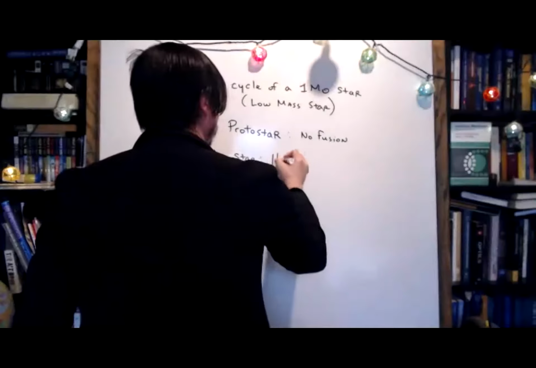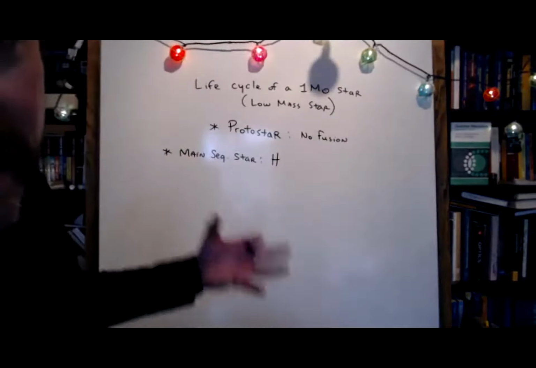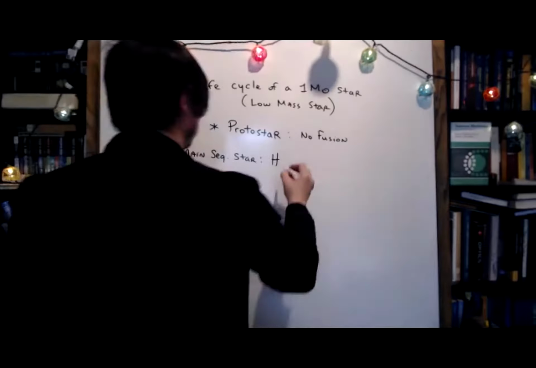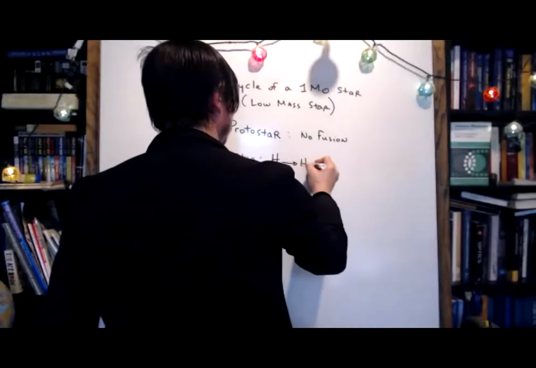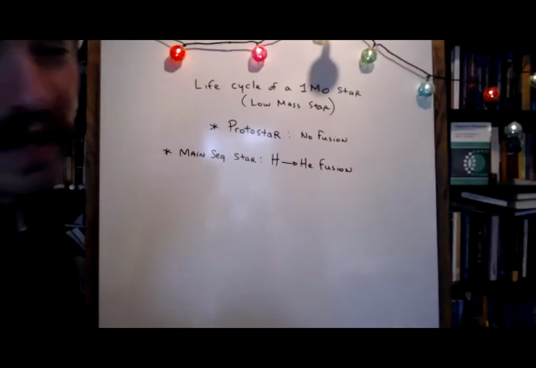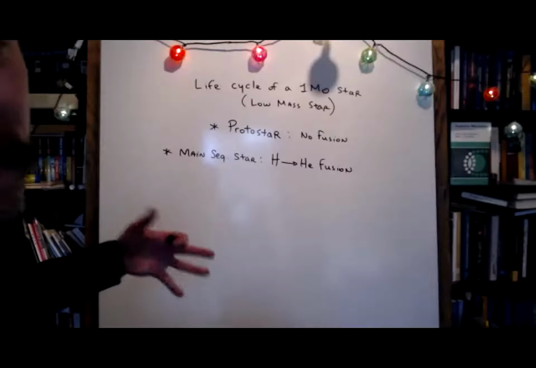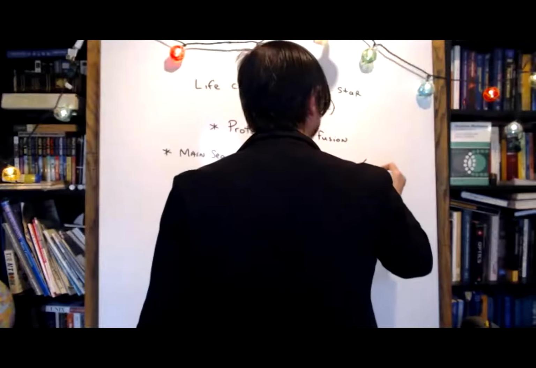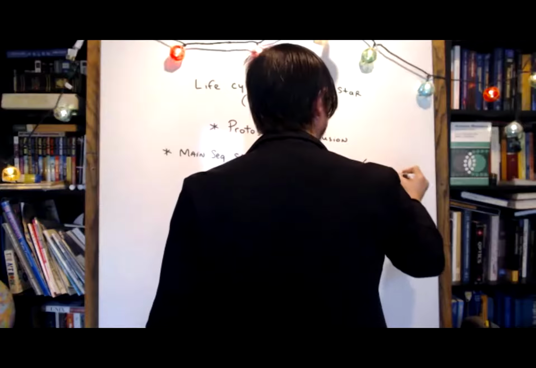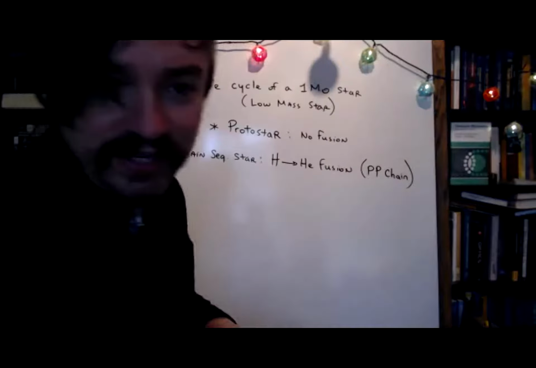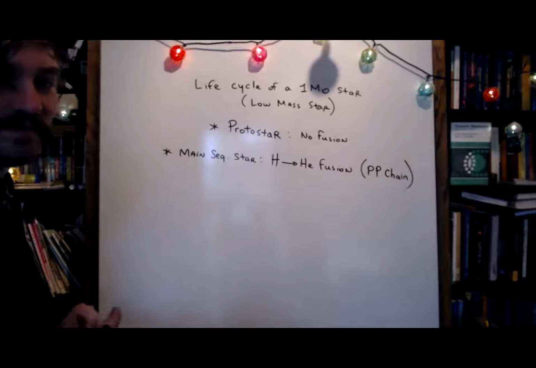Okay. The importance is hydrogen to helium fusion. That's what the proton-proton chain means. There are a few ways to do hydrogen to helium fusion, but typically low mass stars use, as Kaitlyn reminds us, the PP chain. I didn't make that abbreviation up, astronomers did, okay?